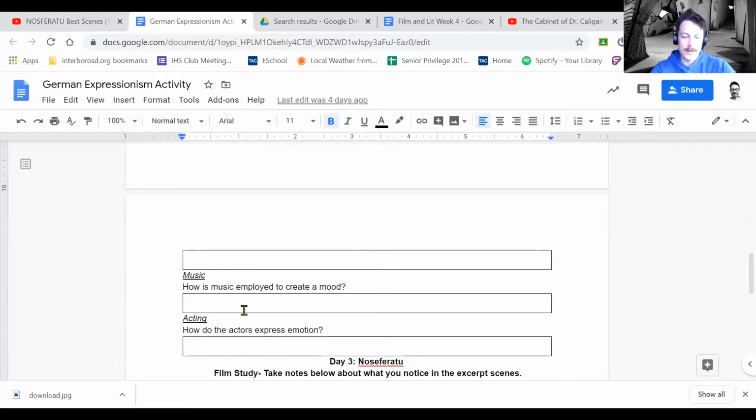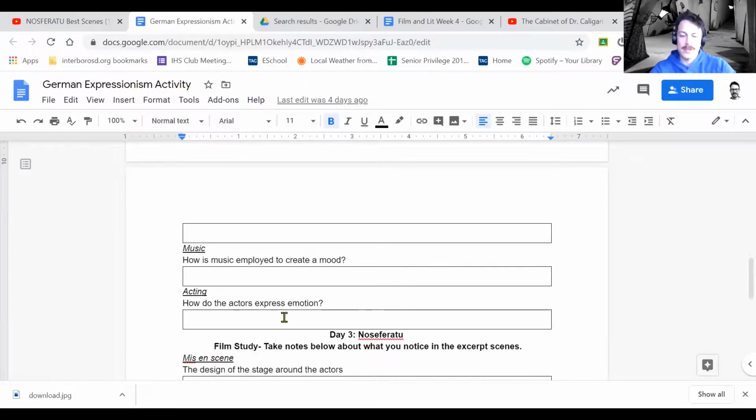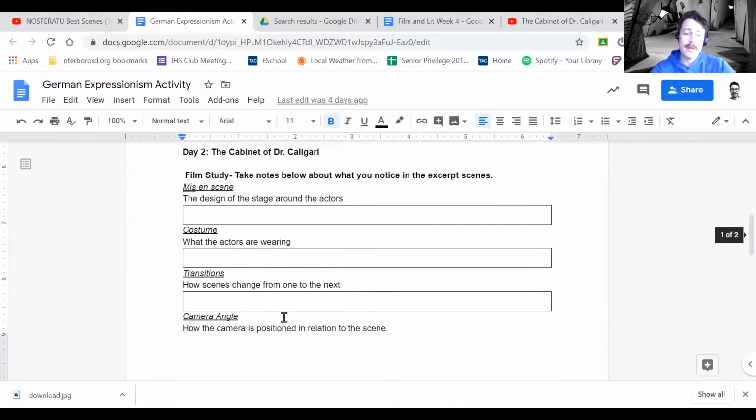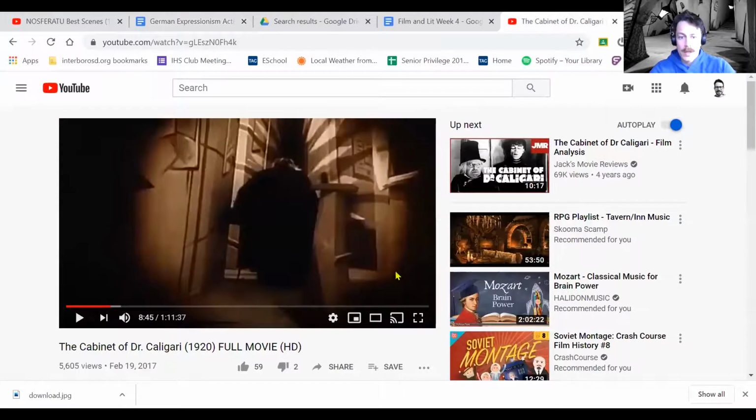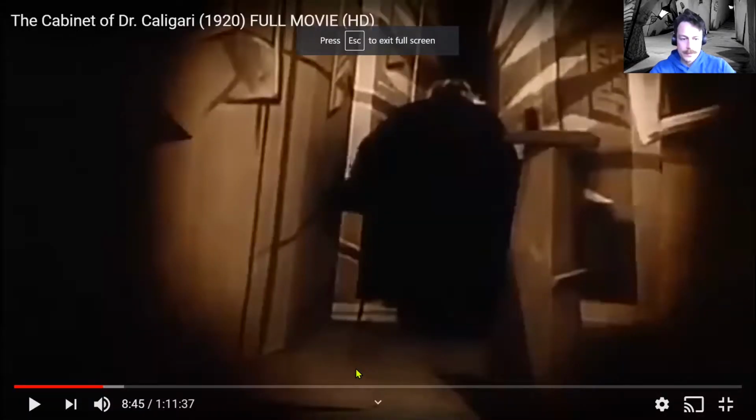These are silent films, so dialogue wasn't invented yet. So music actually plays a big role. They would play these records in the theater along with the movie. And then acting, how do the actors express their emotion? This is probably the first silent film you've watched, so this could be a totally new thing for you. But Cabinet of Dr. Caligari is coming up next. I'll pause throughout.